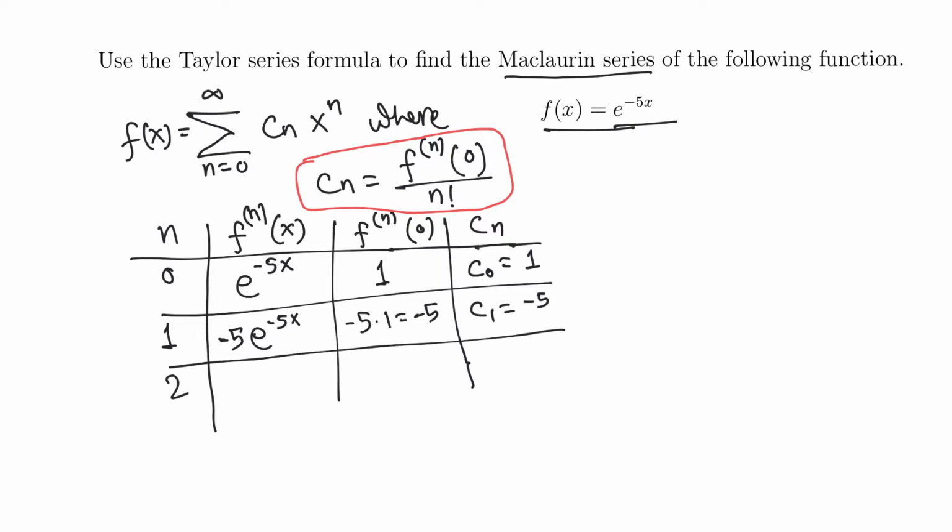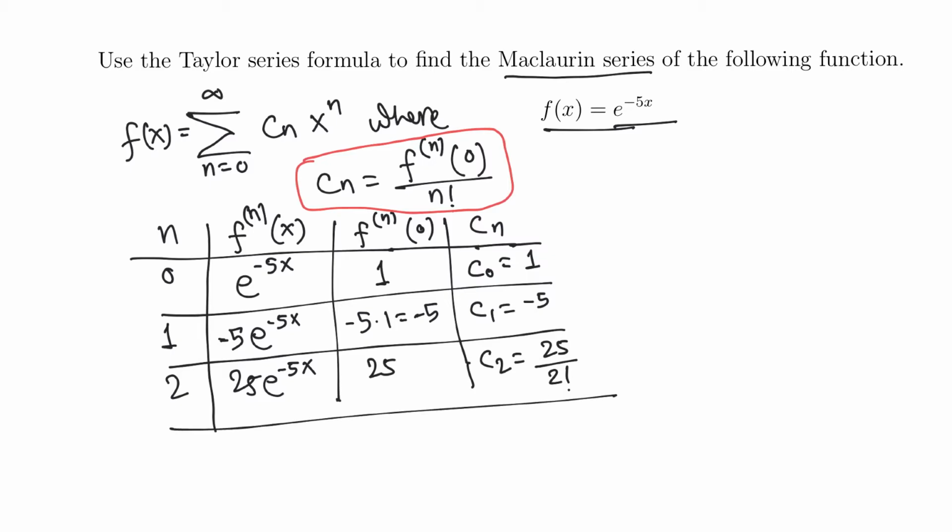n equals 2. So find its derivative. It comes out to be e raised to negative 5x itself times negative 5 times negative 5, which is 25. And here e raised to 0 is 1, so just 25. And C2 is 25 divided by 2 factorial. Here C1 is divided by 1 factorial, that we didn't write. Let's do more. For n equals 3, when we find the derivative, e to the negative 5x times negative 125, plug in x equals 0, negative 125. So C3 is negative 125 over 3 factorial.